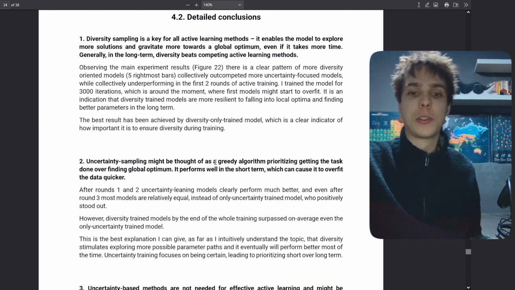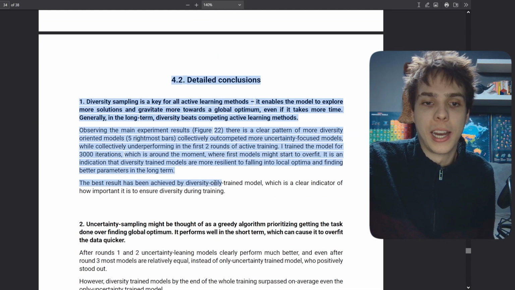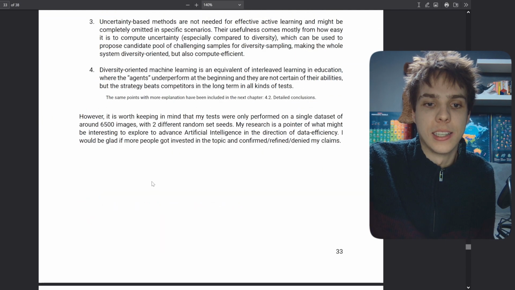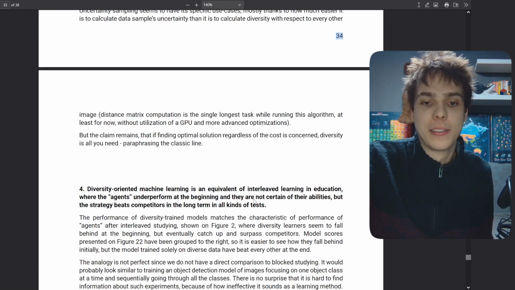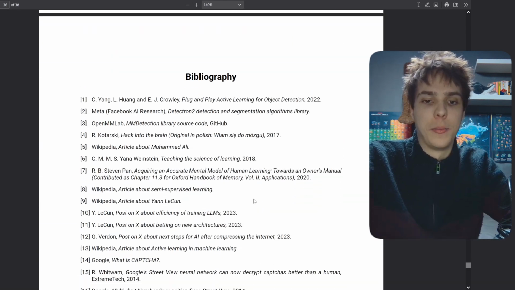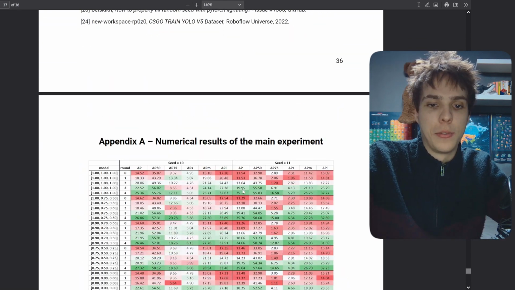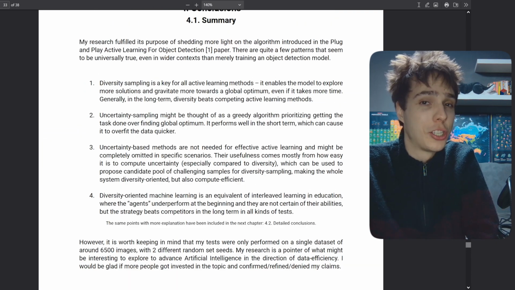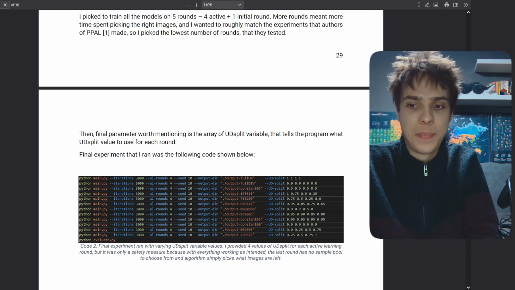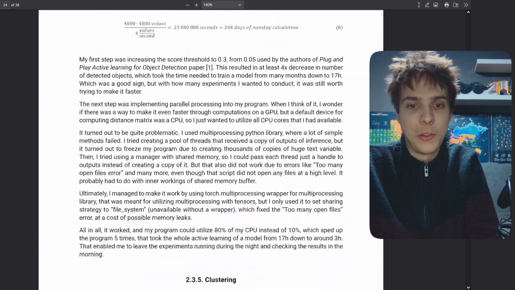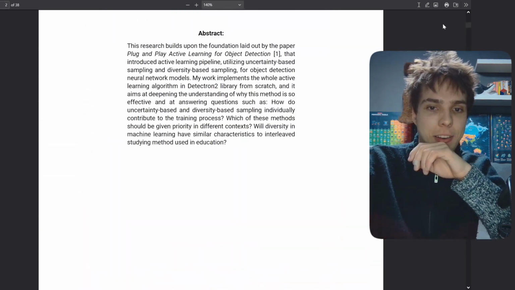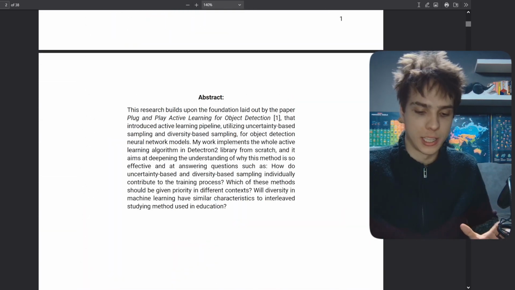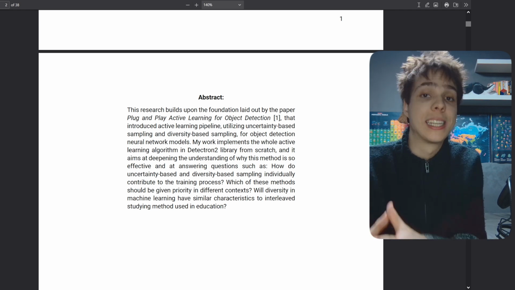Below that, you can also see detailed conclusions where I comment on each of these points, but that's for you if you want to read more of it. Bibliography, of course, numerical results, and this is the mail that I mentioned in this video, I think. And yeah, that's the whole thing. That's kind of like all there is to it. That's the whole project, what it's all about, the conclusions, the significance and everything.